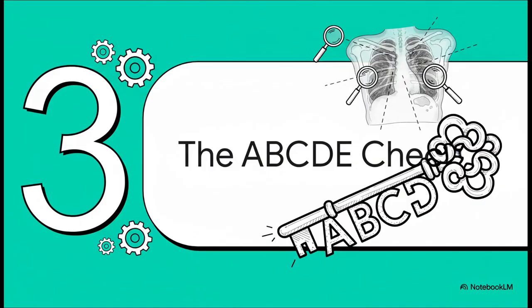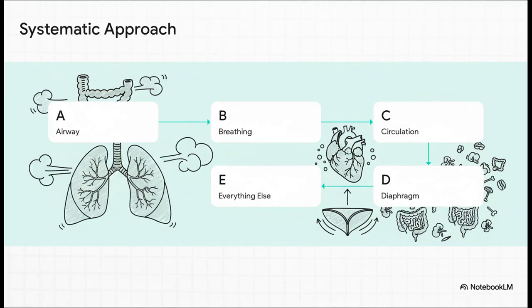Okay, so once we know we've got a good, quality image to work with, we're ready to unlock its secrets. And for that, we have a master key. It's the ABCDE checklist. Seriously, this is how you read an X-ray like a pro, without missing a thing every single time. This system is the absolute heart of the whole process. It forces you to look at every single key area, in order, so nothing gets overlooked. It goes A for airway, B for breathing, C for circulation, D for diaphragm, and E for everything else. Simple, right? Let's walk through it.